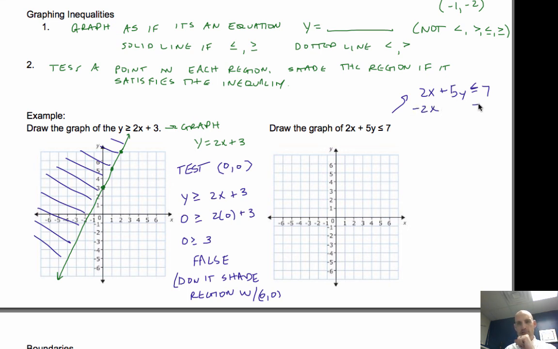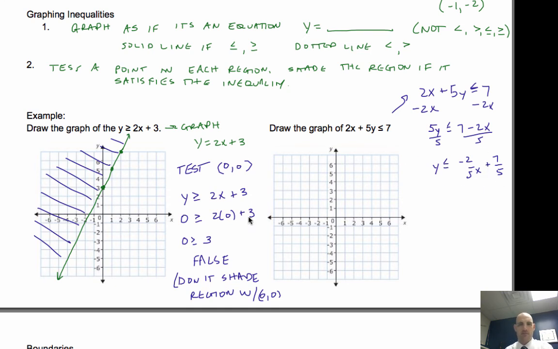I'll subtract 2x. So I have 5y is less than or equal to 7 minus 2x. Divide by 5, divide by 5. So I have y is equal to, well, still less than or equal to, less than or equal to negative 2/5 x plus 7/5. And so there's my equation here.